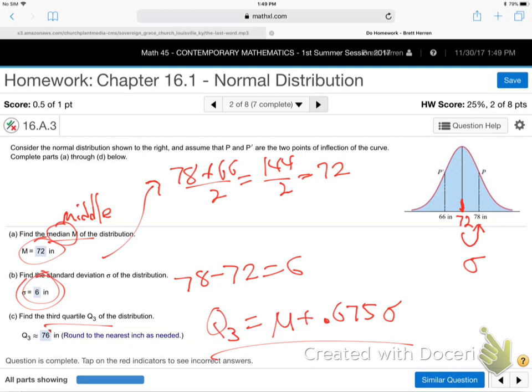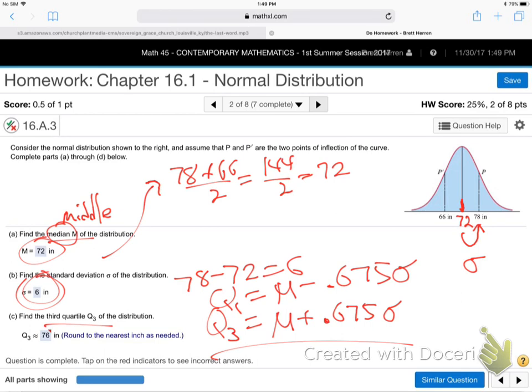So Q3, and I can give you Q1 at the same time, even though we don't need Q1 right now. Q1's the same thing, it just has a minus. So Q1 and Q3, put those on the 3x5 card. This is mu, a Greek lowercase m. Mu stands for middle, like the very middle, plus or minus 0.675 times sigma, the standard deviation jump.